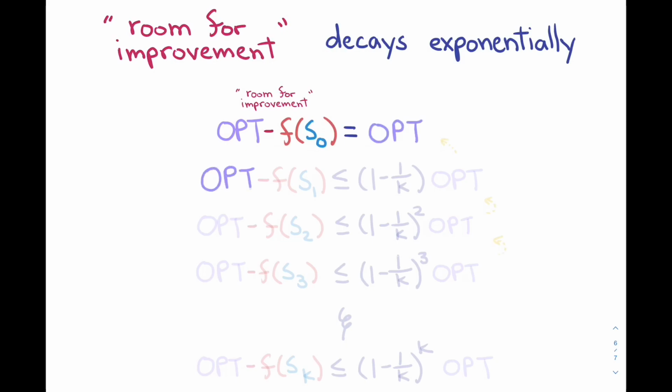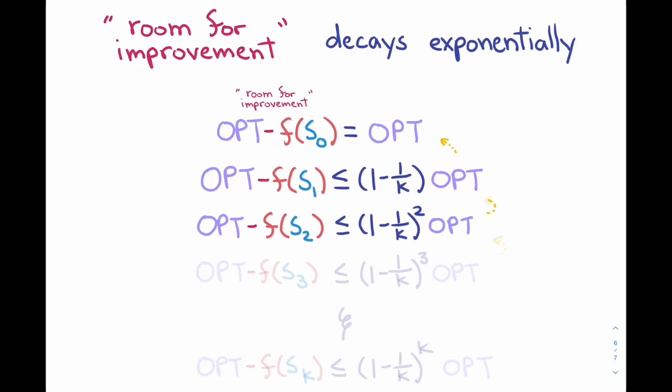After one iteration, the difference between the optimum value and the greedy solution is at most 1 minus 1 over k times opt. After two iterations, the difference is less than or equal to 1 minus 1 over k times the difference in the previous iteration, which comes out to 1 minus 1 over k squared times opt. After three iterations, the difference is at most 1 minus 1 over k times the difference after two iterations, which comes out to 1 minus 1 over k cubed times opt.